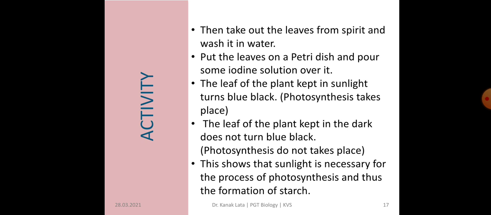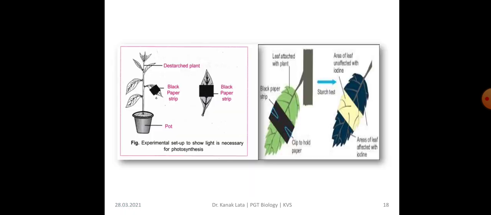Why? Because it was kept in sunlight. And the leaf of the plant which was kept in the dark does not turn blue black. Why? Because here the process of photosynthesis does not take place. So this experiment shows that sunlight is necessary for the process of photosynthesis and thus for the formation of starch. This is the pictorial figure which illustrates this activity.